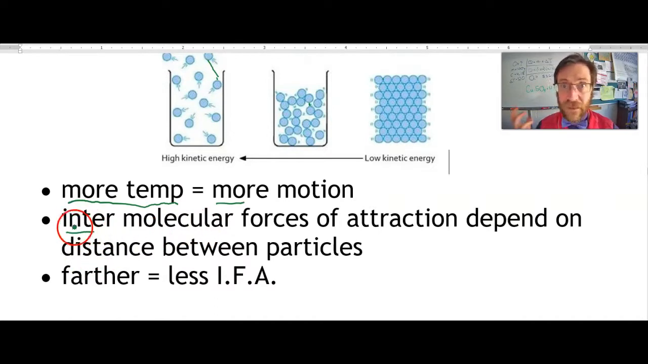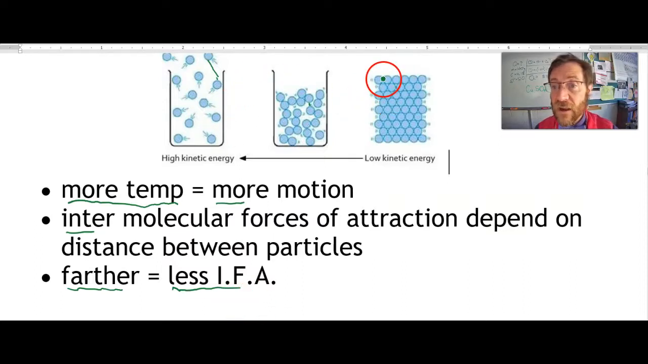It's just like magnets on your fridge. You get them close, they stick really strong. You pull them really far away, and there's nothing. The force is basically gone. Does that make sense? So the farther particles get, the less intermolecular force of attraction you have.